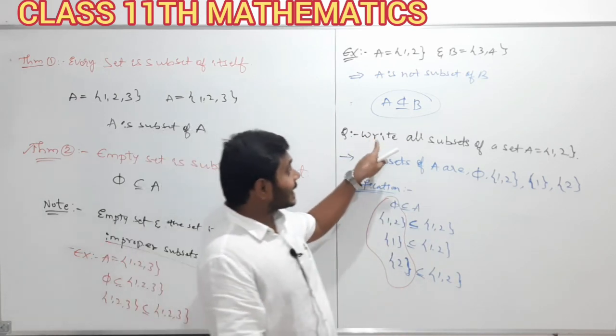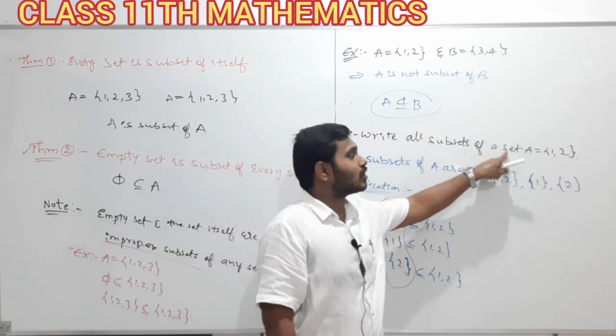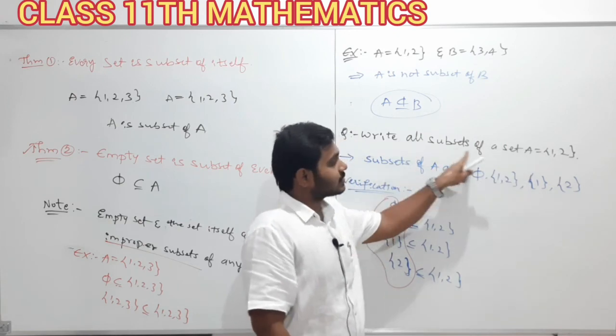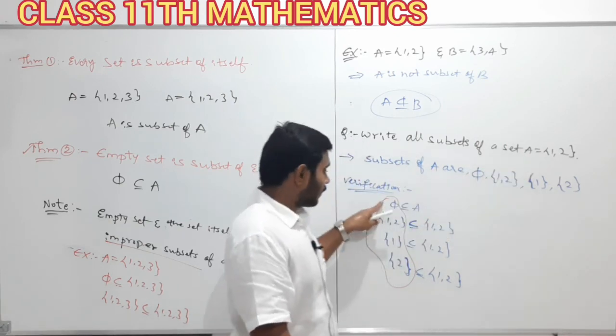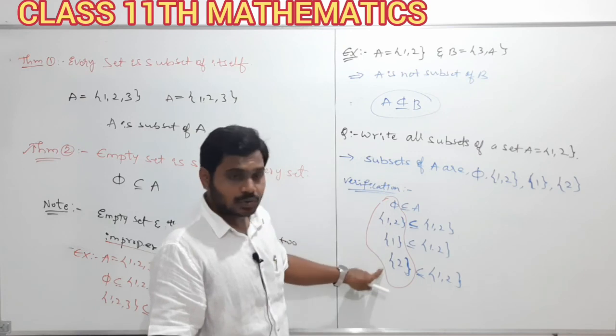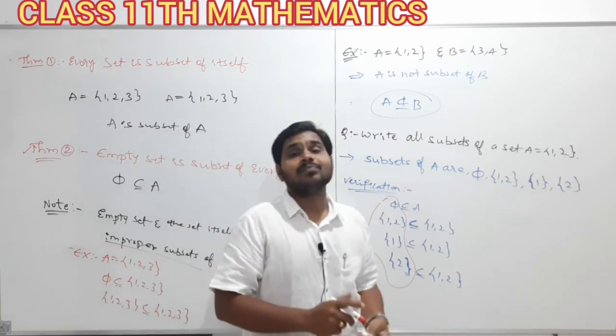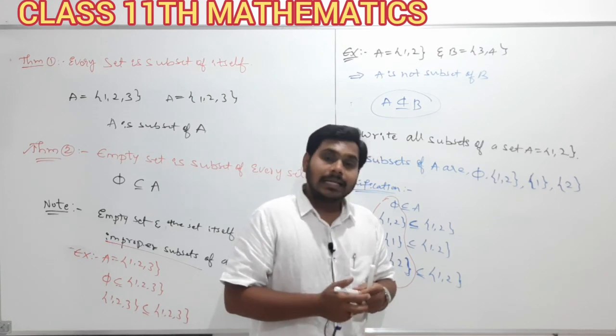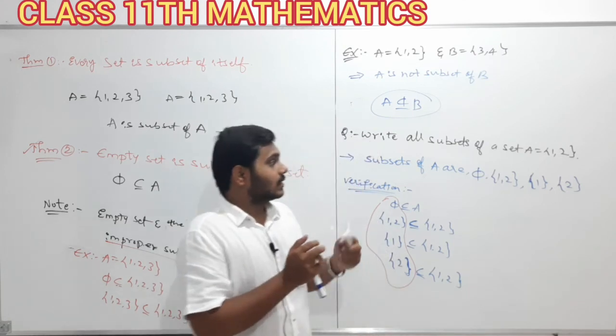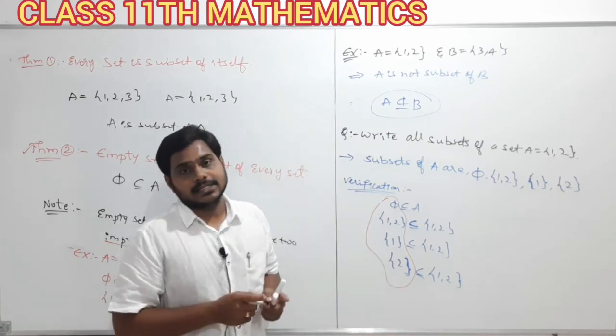What did they ask? Write all the subsets of a set A. So what are the subsets of set A, my dear students? The empty set, {1}, {2}, and {1, 2}. So these are the only subsets of the given set {1, 2}. Like this, we should write the subsets of any given set.